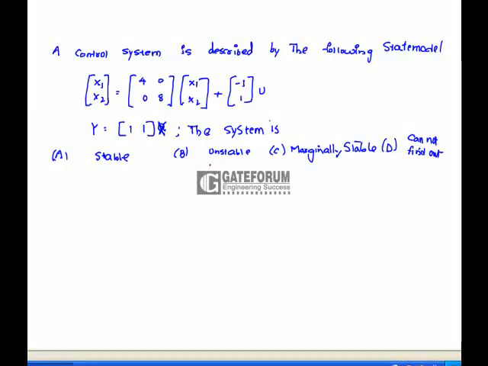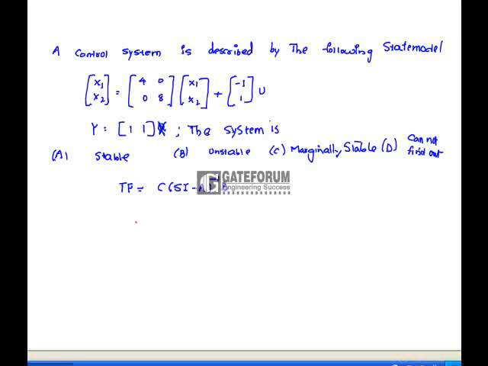We have to find out whether the system is stable, unstable, or marginally stable. What is the status of the system? Before deciding that, we have to find the transfer function of the system from the given state model. The transfer function is nothing but C(sI minus A) inverse B.